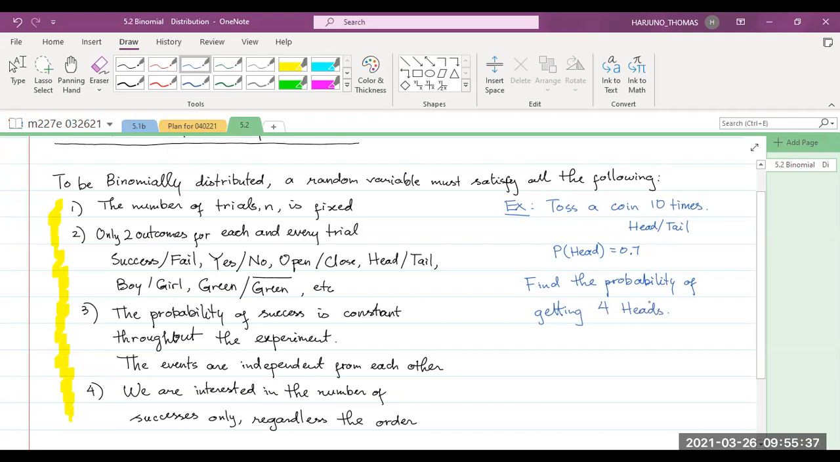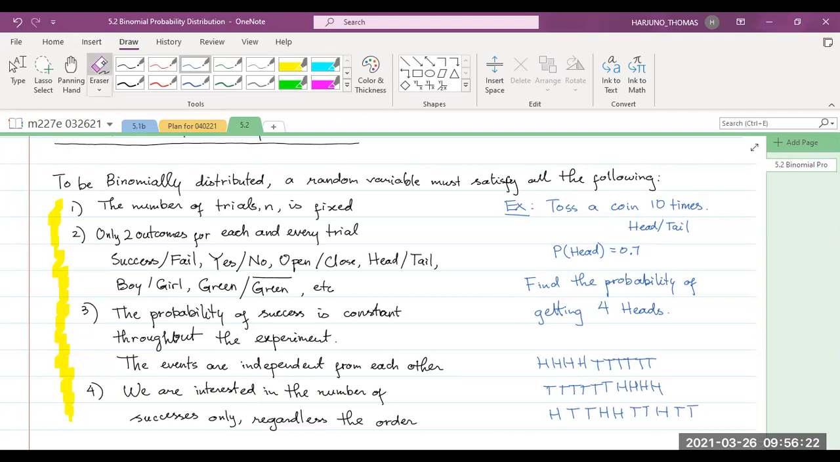Now, there are many ways to get 4 heads out of this 10. You may have head, and then the rest are tails. Or you may have tail 6 times first, and then head 4 times. That's possible. We may have head and then tail and then tail and then head, tail, head, and then tail like that. It's possible. But we don't care about the order. All we care is what is the probability of getting 4 heads.